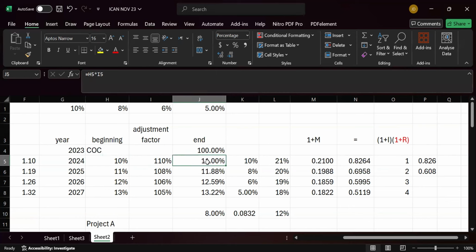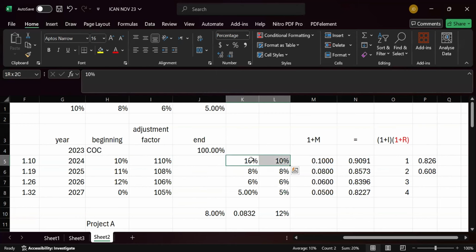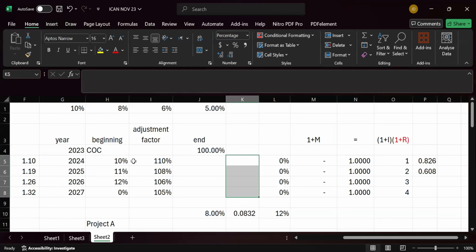Let me take this off so that it will not confuse you. You'll be able to see what I'm doing. So let me take this off. So these are the various inflation adjustment factors. Year 1, 110%, 1.08, which is inflation for year 2, then 1.06 for 2026 and 2027.